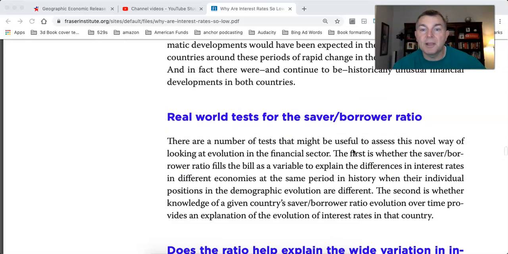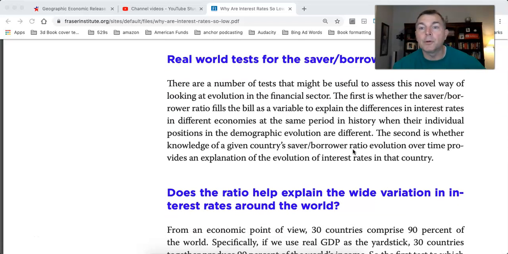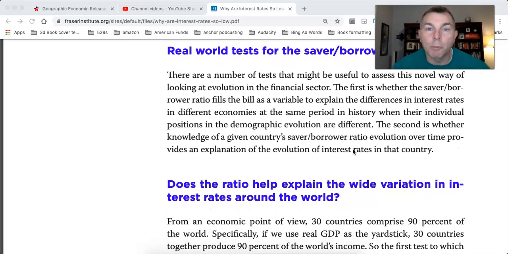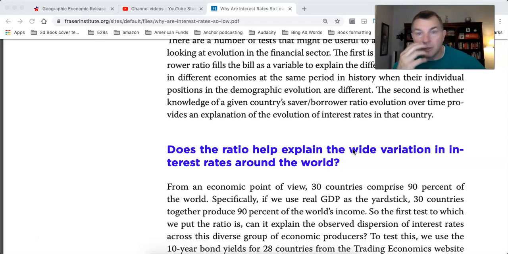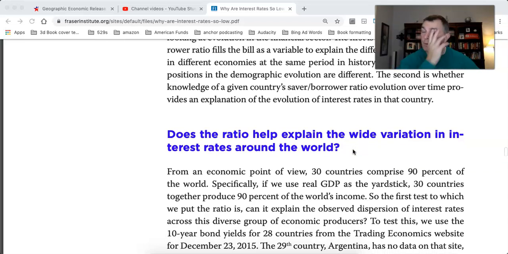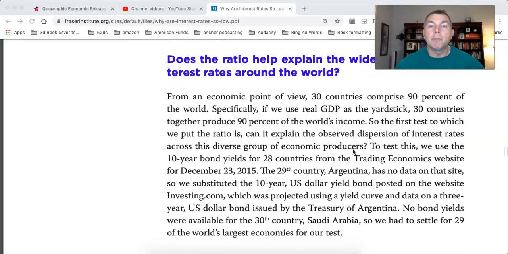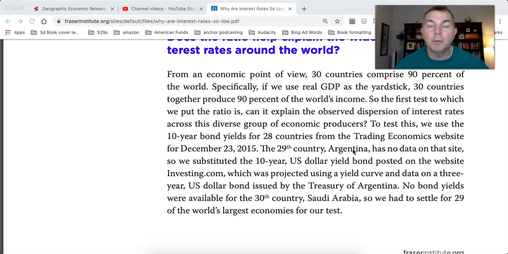There are a number of tests that might be useful to assess this novel way of looking at the evolution of the financial sector. The first is whether the saver-borrower ratio fits the bill as a variable to explain the difference in interest rates in different economies. The second is whether knowledge of a given country's saver-to-borrower ratio evolution over time provides an explanation of the evolution of interest rates in that country. From an economic point of view, if we use GDP as a yardstick, 30 countries together produce 90% of the world's income.